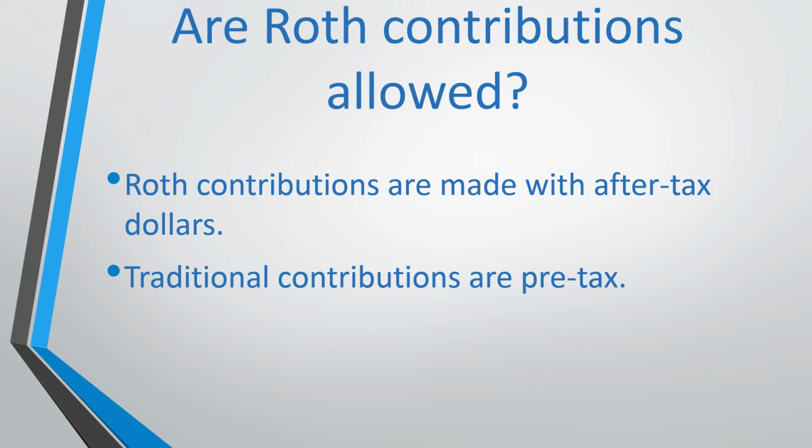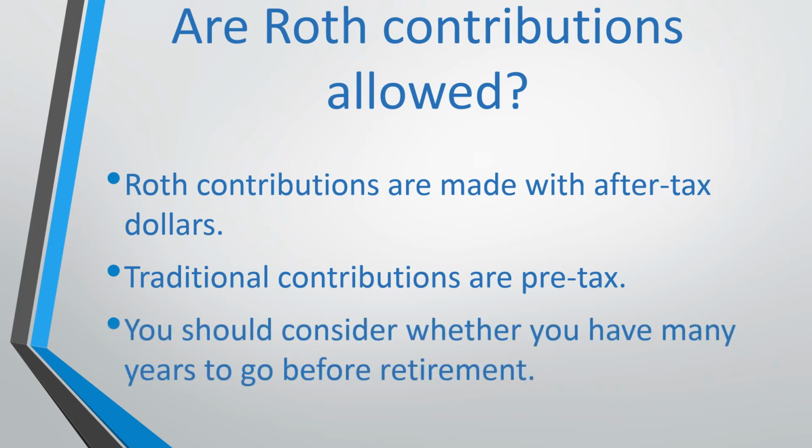So there is a big difference between the two. Now, whether or not you should be putting money into the Roth portion or the traditional, there's a lot of variables to that. We can't get into all of it here. I've got plenty of information on my website that goes into some of the pros and cons. But in general, you want to consider how many years you have to go until you're going to be retiring. If you've got many years to go until you're going to be retired, you may be better off allocating some dollars to the Roth portion of your 403b.